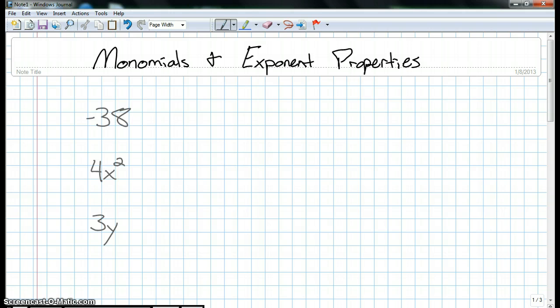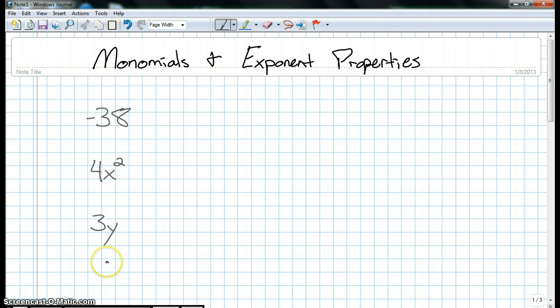Alright, today we're going to talk a little bit more about monomials, and then we're going to actually get into our first two exponent properties and look at a couple of exponent rules when we deal with multiplying some of these monomial terms. Right here on the screen I have three different monomials. We can tell they're monomials because there's only one term. Even though we have a 4x squared and a 3y, there's nothing that's being separated by addition or subtraction. Everything's being multiplied, so we have one term here.